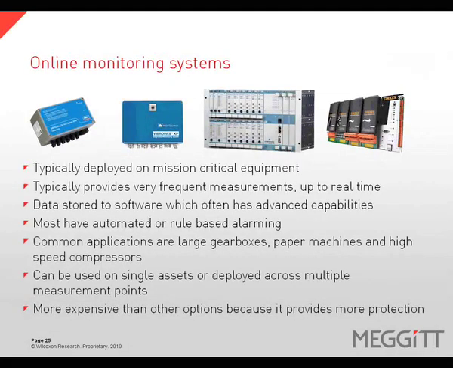Online monitoring systems are typically deployed on mission-critical assets. They provide frequent measurements up to real time that are stored for further analysis using advanced software. Most online systems have automated or rule-based alarming. Online systems can be used for a single asset or deployed across many assets and are commonly used on equipment such as high-speed compressors or large gearboxes. Online systems can be more expensive than other options but provide more protection.